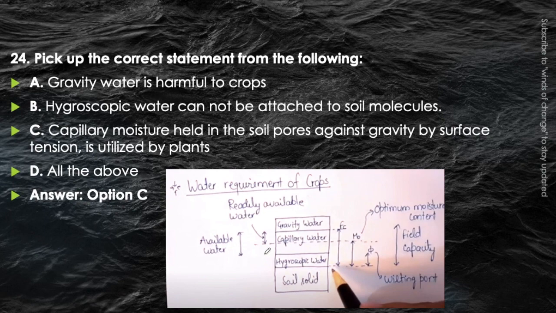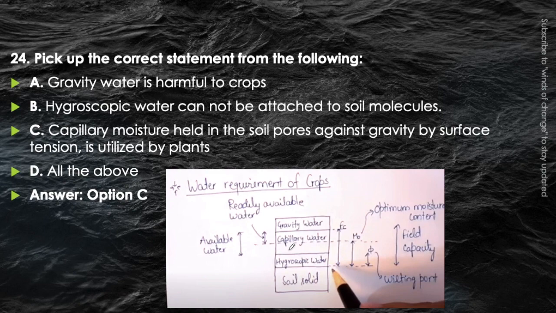You can watch it here. We have explained it in the video of revision of irrigation engineering. This is the hygroscopic water which is being directly attached to the soil molecules. Okay, and gravity water is the one which is not useful because it directly seeps down, and it does not become useful to the plant, but these are not harmful. Okay, and the capillary water is the one which is mainly utilized by the plant. These are being held in the soil because of the presence of the surface tension.